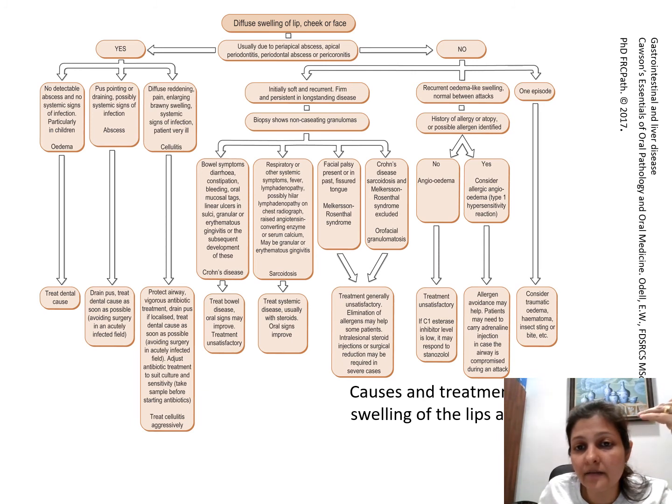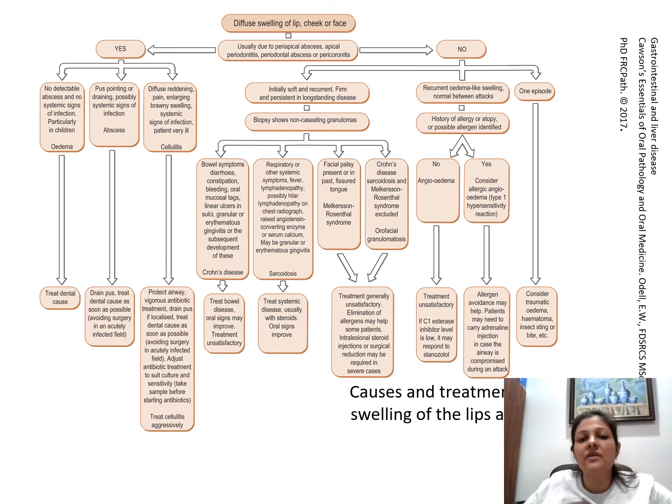But if there is recurrent edema-like swelling, and the patient has been normal between the attacks and it is not long-standing disease, and if the person has a history of allergy or atopy or a possible allergen has been identified, then there are two possibilities. If you have an allergen identified, you're looking at a hypersensitivity reaction, and you would manage the case with adrenaline. If you have not been able to identify an allergen, then you're looking at an angioedema, and again, you need to take into consideration the treatment of one particular episode and then probably following up the case.